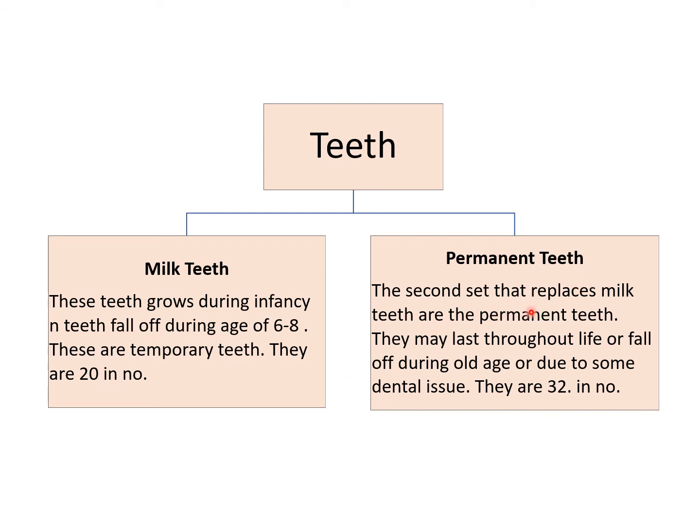And what about permanent teeth? The second set of teeth that replaces the milk teeth is known as the permanent teeth. They are 32 in total. They last throughout life, or they fall off during old age or due to some dental issue. So these are the milk teeth and the permanent teeth, right?